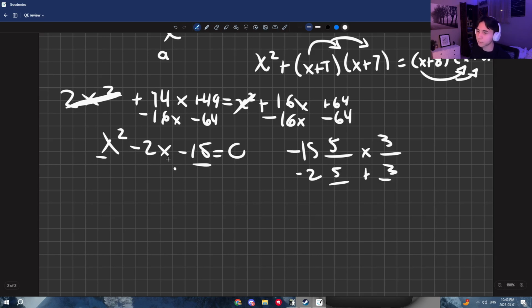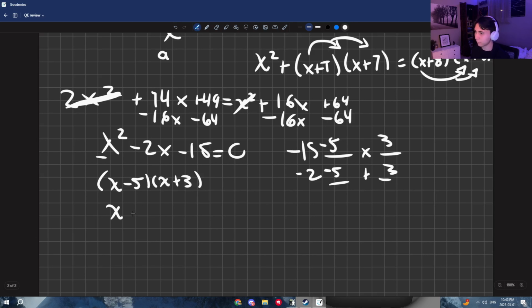Since we have negative 2 as a b value, there's a negative sign in front of it. The bigger number is going to be negative, so negative 5 is going to be the factor that's negative in this. But if that confuses you, just factor it normally. Negative 5 times 3 gives you negative 15, negative 5 plus 3 gives you negative 2. And you should get x minus 5, x plus 3.